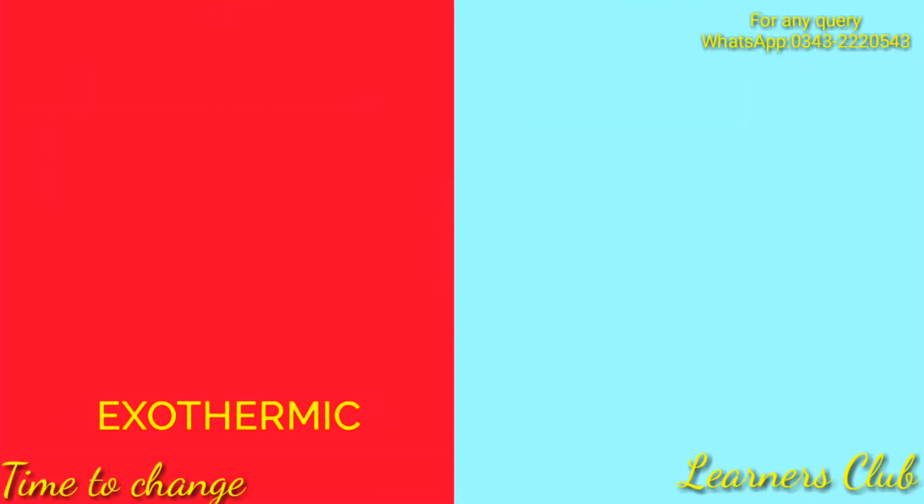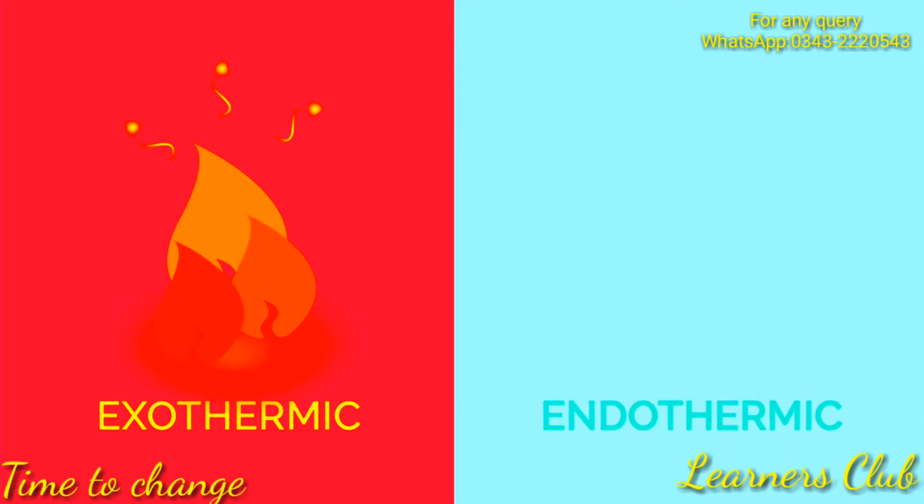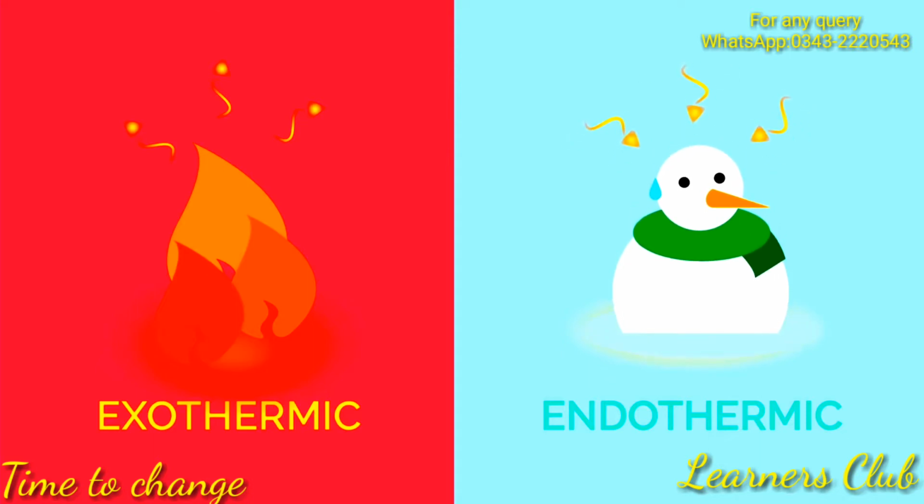An exothermic reaction gives off energy to the surroundings, like this fire giving off heat. Whereas an endothermic reaction takes in energy from its surroundings, like this poor melting snowman taking in the heat. Just remember, exo means external, so giving out, and endo means internal, so taking in. Let's start by having a quick look.